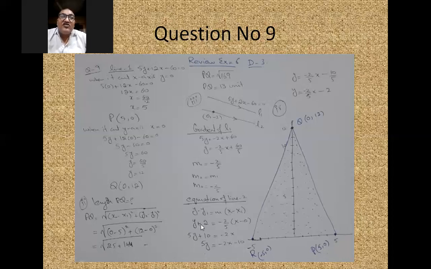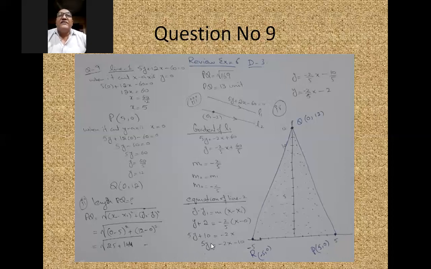y minus minus 2 will be plus 2 equals to m, which is minus 12 by 5, bracket x minus x1, which is 0. So this 5 which is dividing here will come to this side and multiply both these terms. 5y plus 10 is equal to minus 12x. 5y is equal to minus 12x minus 10. This plus 10 went to the other side.